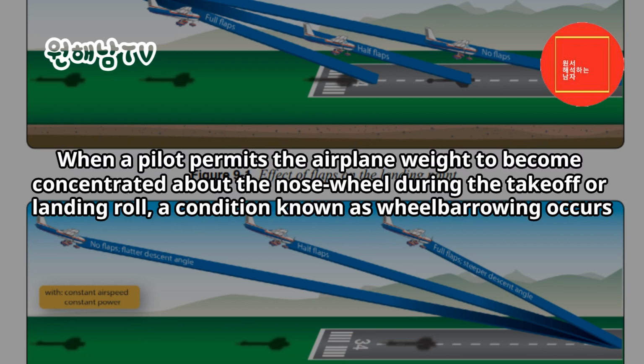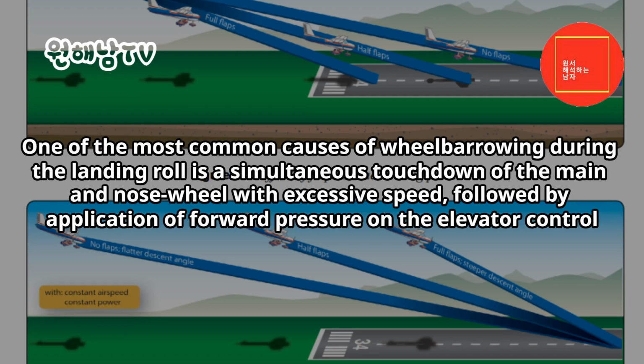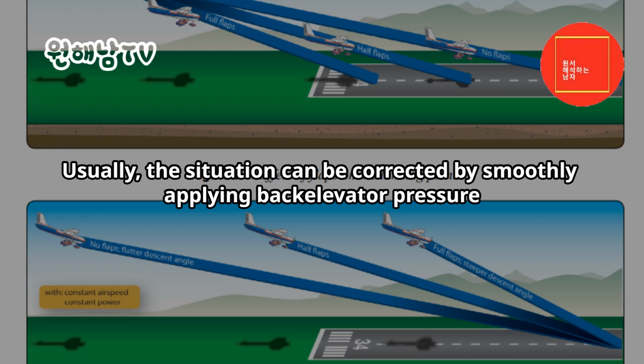Wheelbarrowing. When a pilot permits the airplane weight to become concentrated about the nose wheel during the takeoff or landing roll, a condition known as wheelbarrowing occurs. Wheelbarrowing may cause loss of directional control during the landing roll because braking action is ineffective, and the airplane tends to swerve or pivot on the nose wheel, particularly in crosswind conditions. One of the most common causes of wheelbarrowing during the landing roll is a simultaneous touchdown of the main and nose wheel with excessive speed, followed by application of forward pressure on the elevator control. Usually, the situation can be corrected by smoothly applying back elevator pressure.